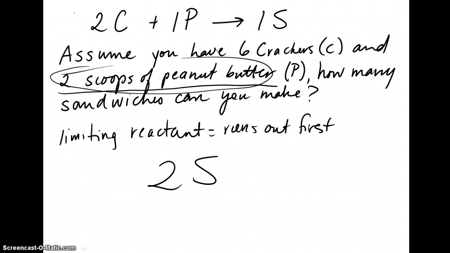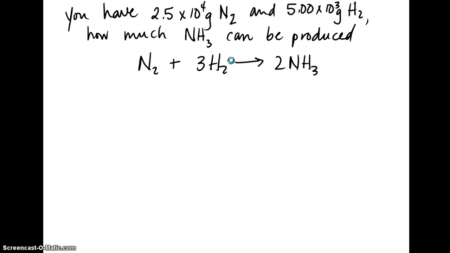So the same premise is when we have chemical reactions. So let's say, for example, I have this chemical reaction happening. I have nitrogen and hydrogen reacting together to produce ammonia. And the problem is just as I had before. You have 2.5 times 10 to the 4th grams of nitrogen, and you have 5.00 times 10 to the 3rd grams of hydrogen. So just like in the peanut butter and cracker question, we need to figure out which one is going to run out first. And based on that, that's what we're going to base our calculation on.